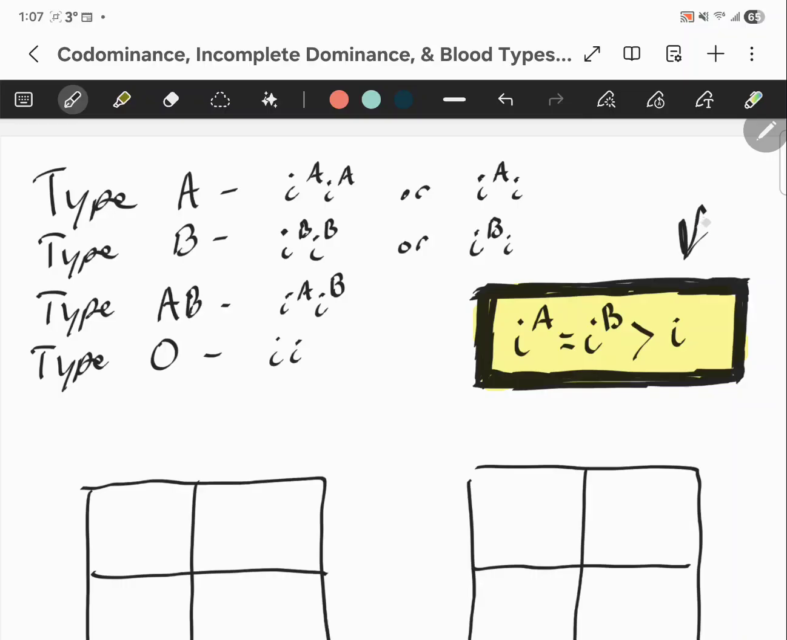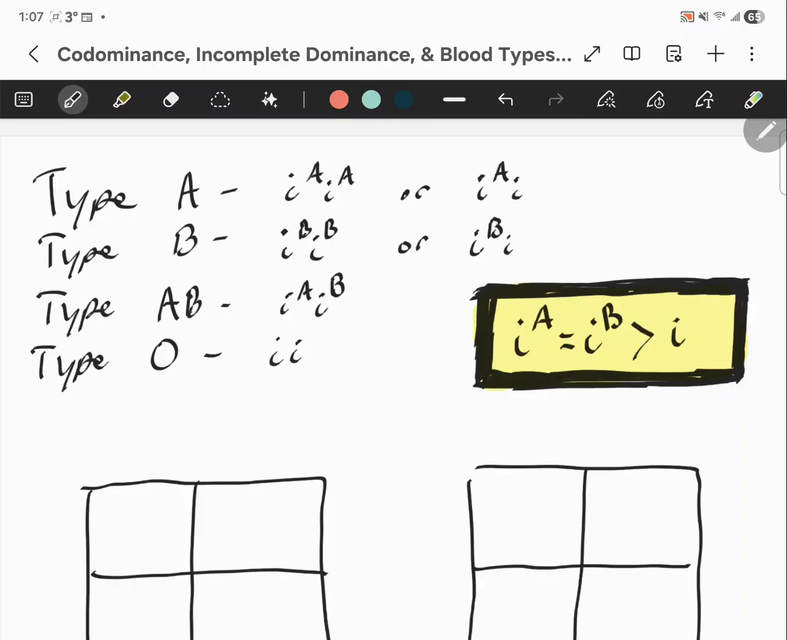Type O blood is not going to have any antigens, so it just doesn't have an exponent. And again, type AB blood are going to be equally dominant. Type A is dominant to O. Type B is dominant to O, but type A and B are equally dominant to one another.